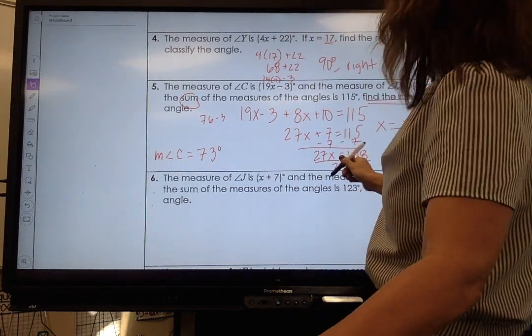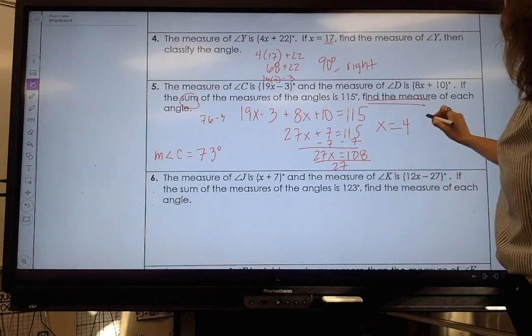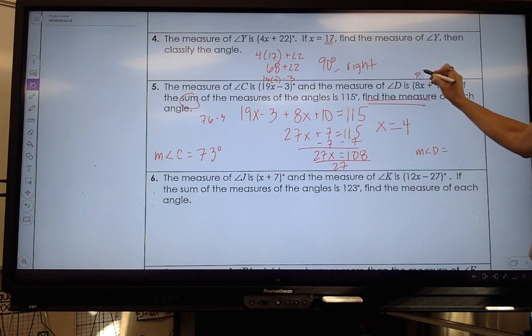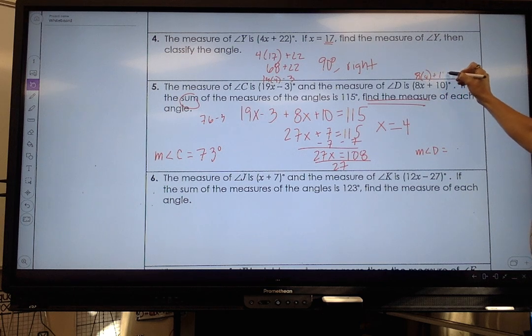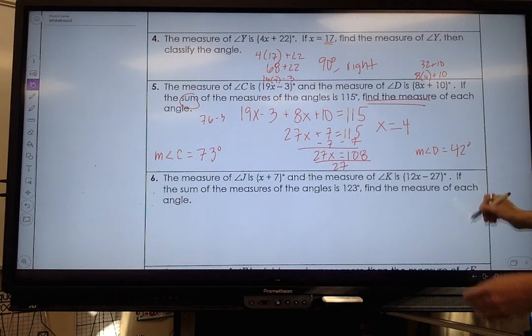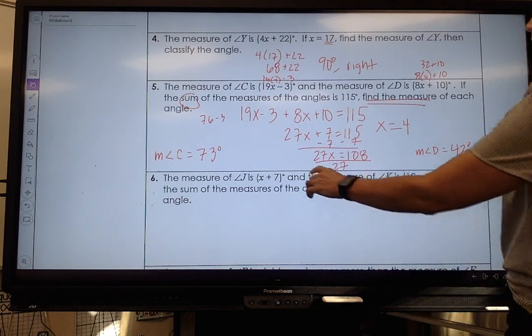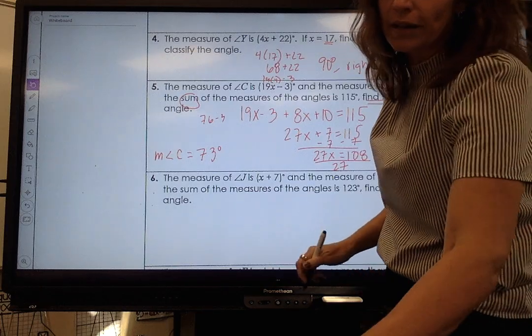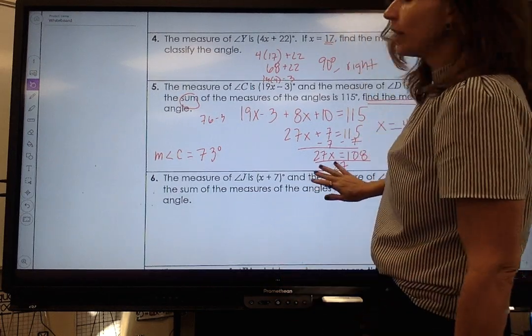And then the measure of angle D, x is 4. So 32 plus 10 is 42 degrees. Okay? And then you can add them up. Do they equal 115? They do, so I've checked my answer. So that's how you solve that. Let's take a look at number 8 real quick.